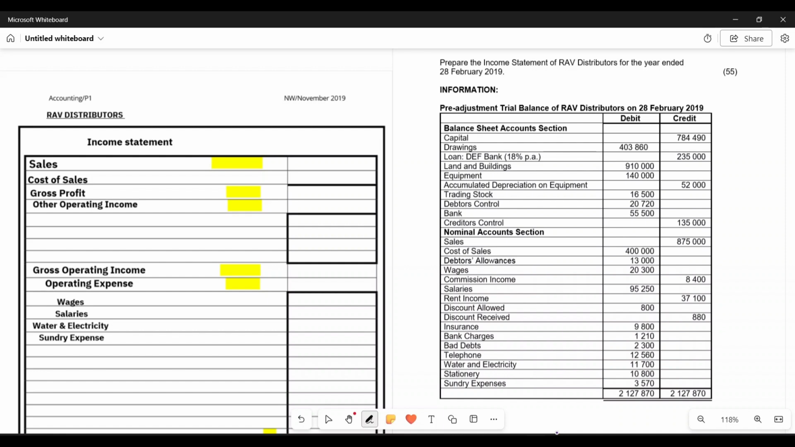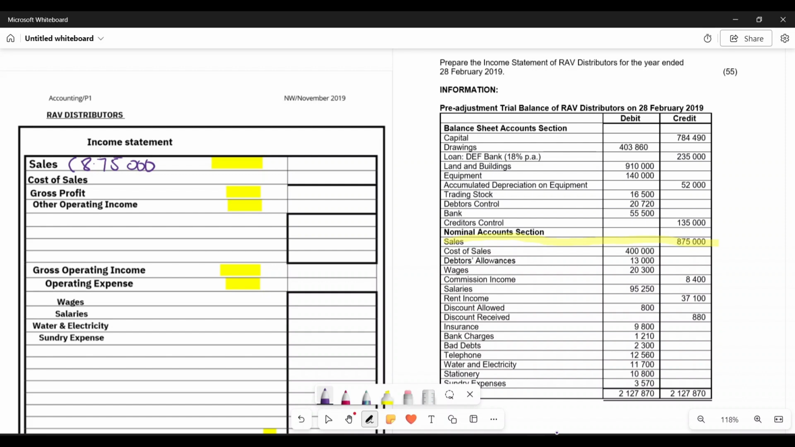So this is just the first information whereby I'm given my list of balances. So starting off with my sales, right? So always on your sales, remember you need to subtract your debtors allowances. So first I'm going to start off with the sales amount that I'm given. What is my sales amount that I'm given on this information? So let me highlight my sales. So this is my sales. And this is the amount I'm given, 875,000.